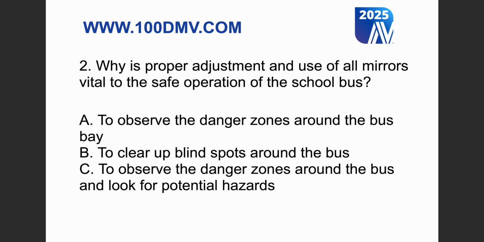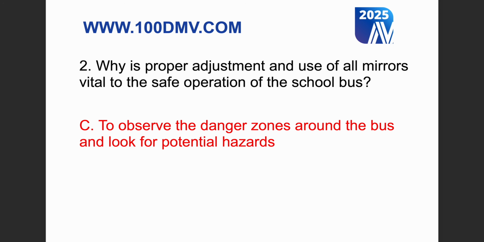2. Why is proper adjustment and use of all mirrors vital to the safe operation of the school bus? A. To observe the danger zones around the bus bay. B. To clear up blind spots around the bus. C. To observe the danger zones around the bus and look for potential hazards. Correct answer? C. To observe the danger zones around the bus and look for potential hazards.